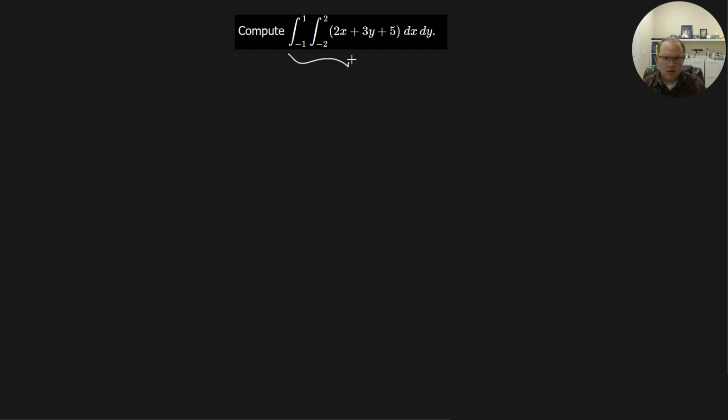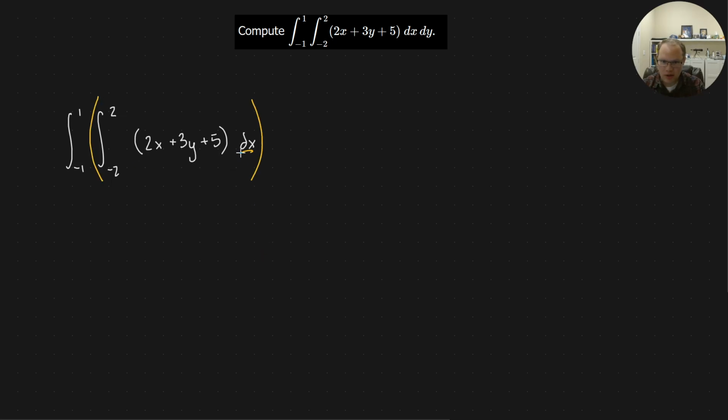We want to take the double integral of this function here. We want the integral from -1 to 1, and the integral from -2 to 2. The function we're integrating is 2x plus 3y plus 5. And then we have a dx first. That means we are integrating with respect to x first. The inner integral is with respect to variable x. And then dy second. The order here really matters. Okay? So make sure you pay attention to the order.